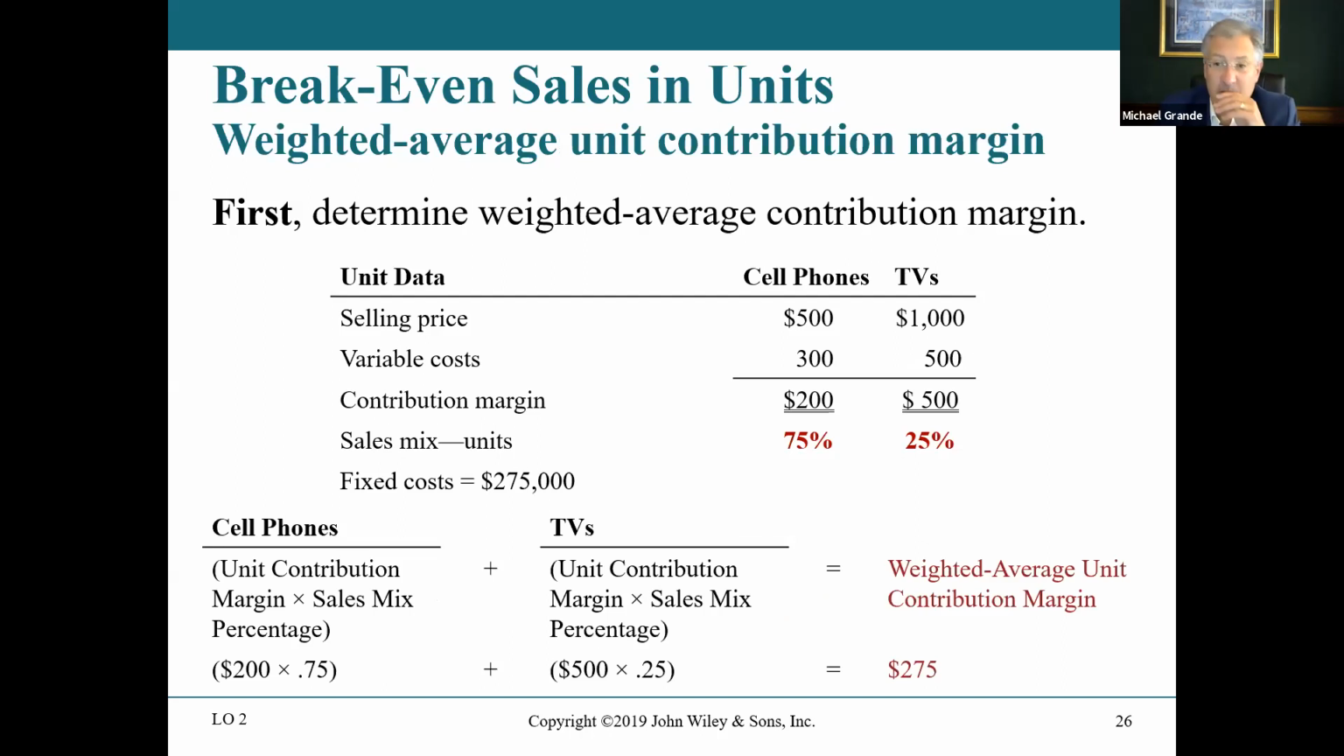So on the bottom here, you can see that we have the contribution margin for the cell phones at $200 per unit. And we know that cell phones represent 75% of sales in units. And we have the TVs, where the contribution margin per unit is $500, and that represents 25% of sales. So we have a weighted average contribution margin per unit of $275.